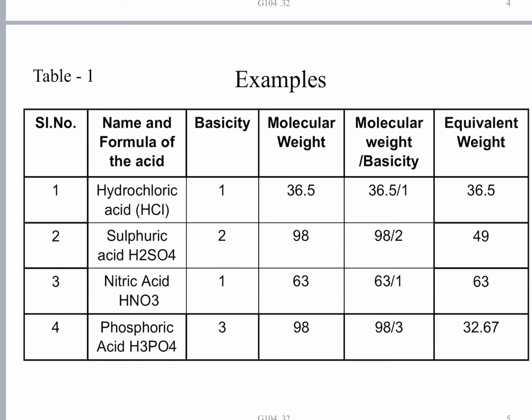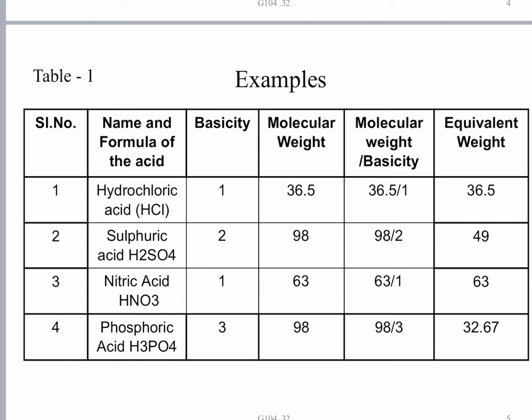The molecular weight of phosphoric acid is again 98. Here the equivalent weight is calculated as molecular weight by basicity, that is 98 by 3. So it comes to 32.67 grams. The equivalent weight of phosphoric acid comes to 32.67 grams.